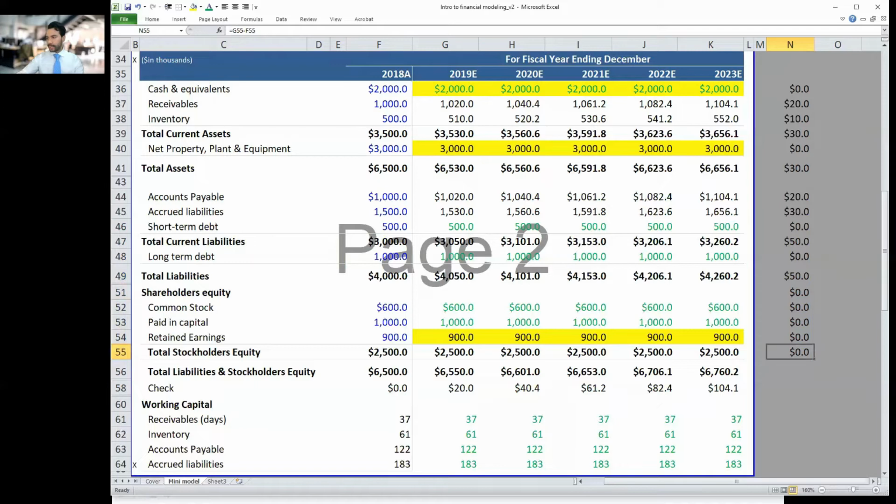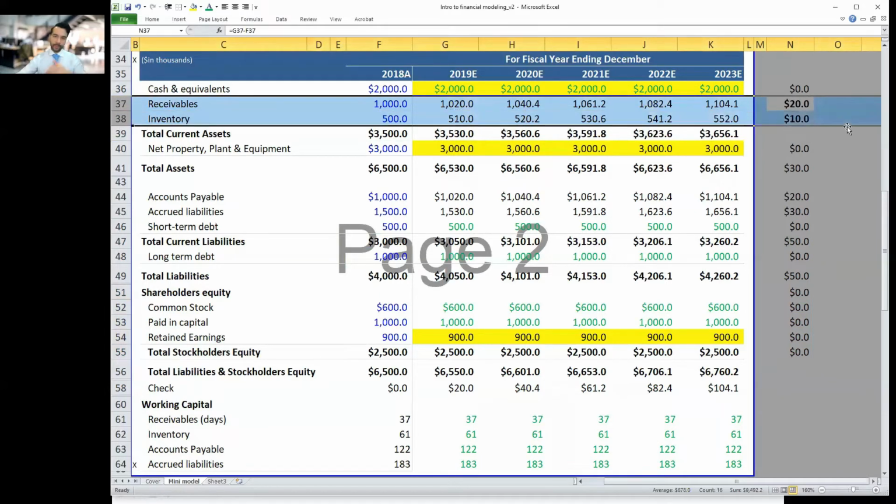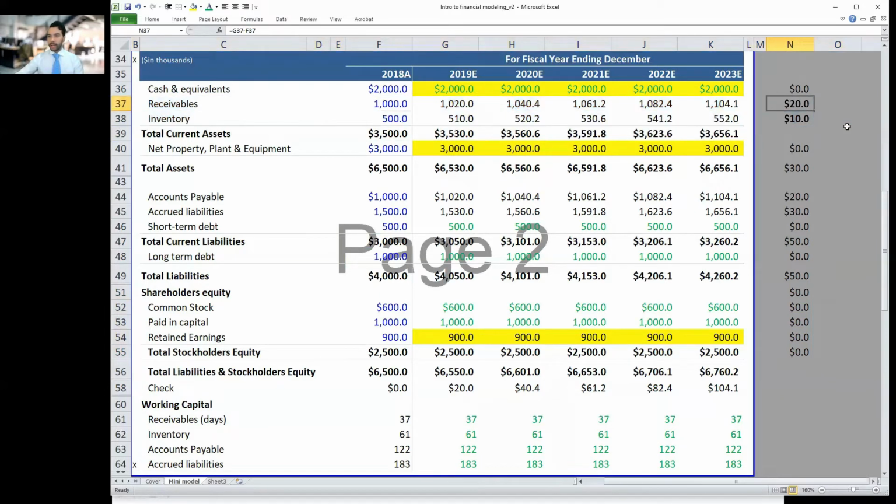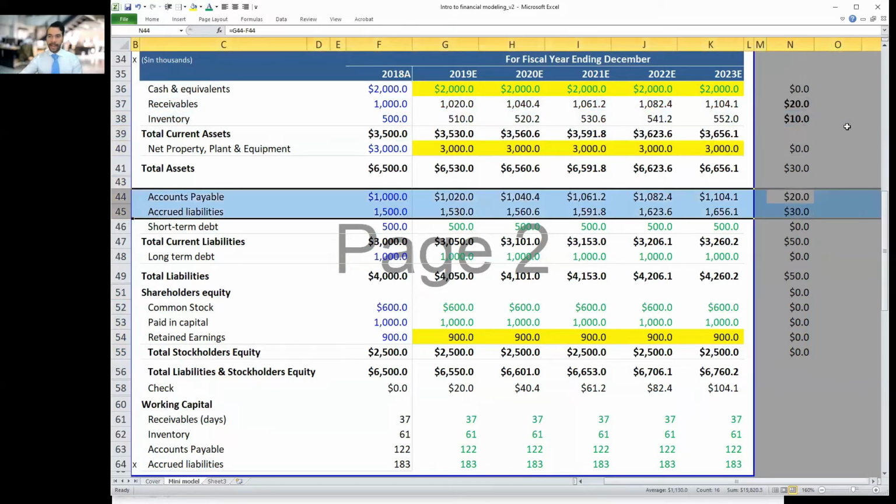Okay, so we can easily see that the changes are coming primarily from our working capital lines, right? Actually, we should even remove total current assets because the main changes are just these two line items. That's what's driving our total current assets. So accounts receivable and inventory. And then, of course, we have accounts payable and accrued liabilities. Those are the only two sections within our financial statements that are changing.